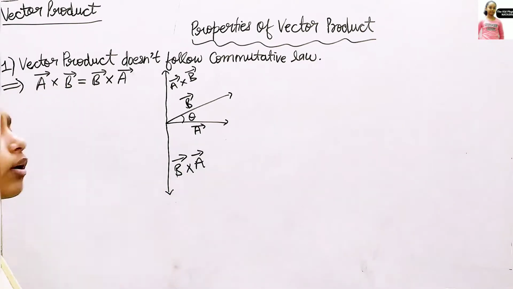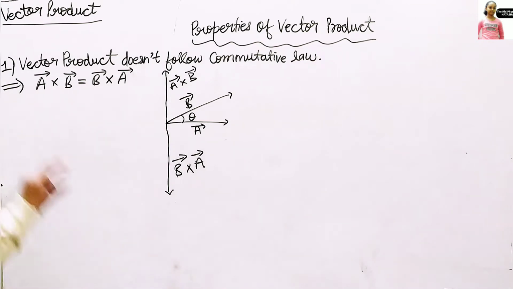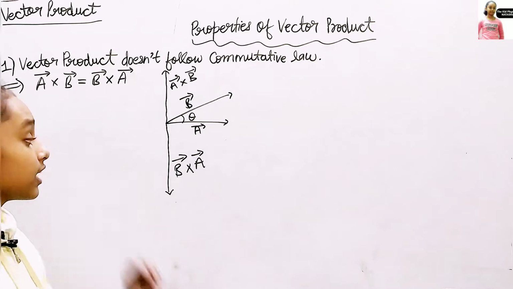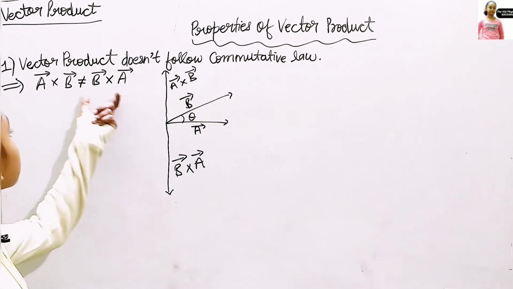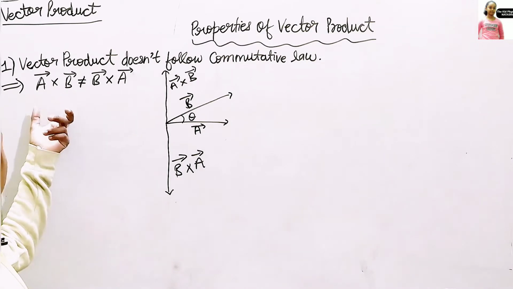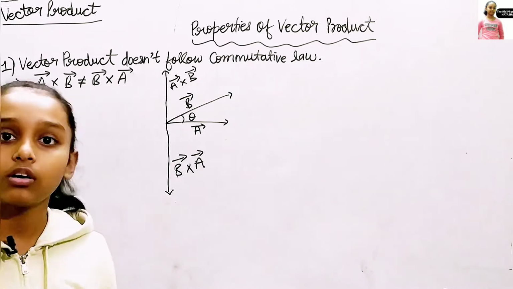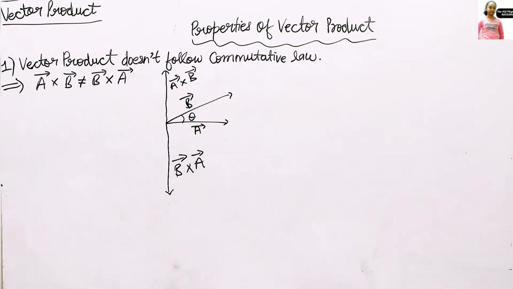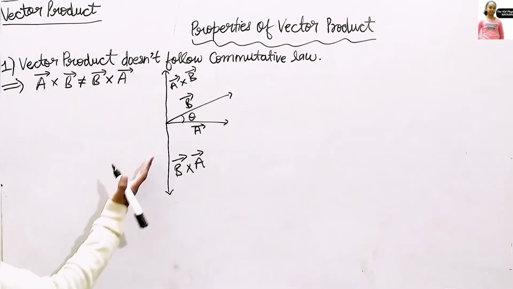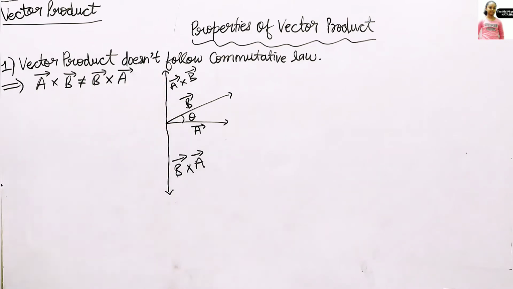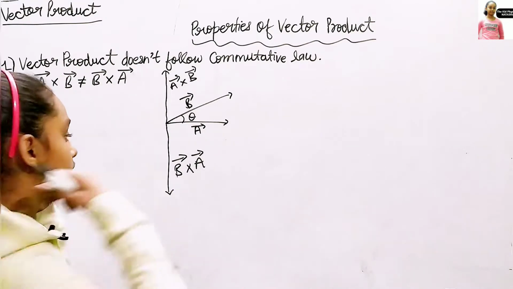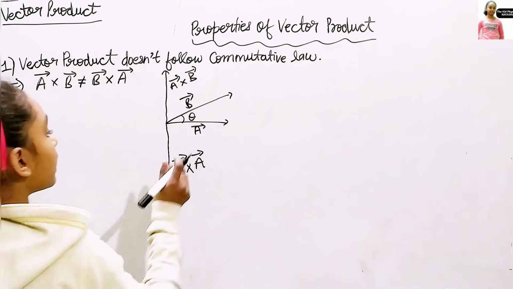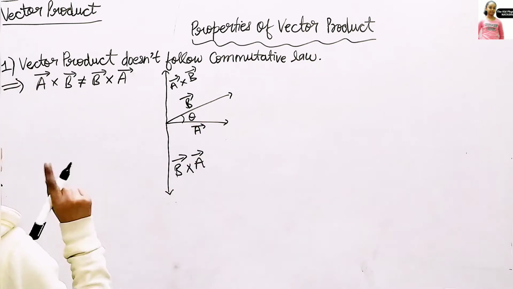So, is vector A cross B equal to vector B cross A? No. Why? Let me tell you: the cross product of this vector is not equal to this vector. Why? Because their directions are different. See? Have you seen it? Their directions are different, but we can say that their magnitudes will be the same.